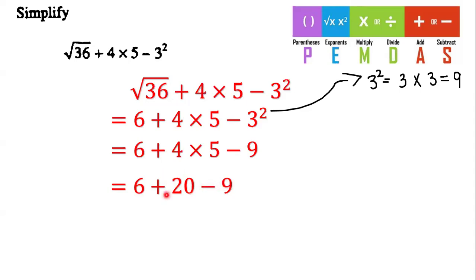What are we going to do after this? 6 plus 20. So we add before we subtract because addition comes first. What is 6 plus 20? That gives us 26. Very good. And we have 26 minus 9, which gives us what? 17. Very good.